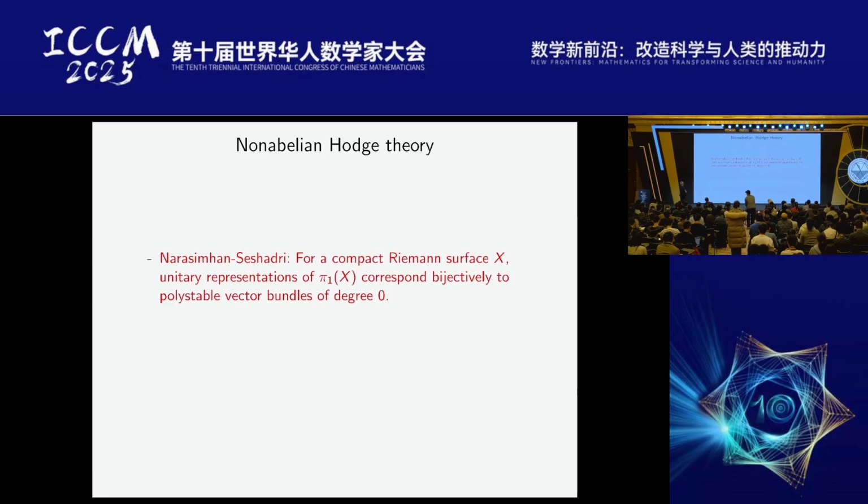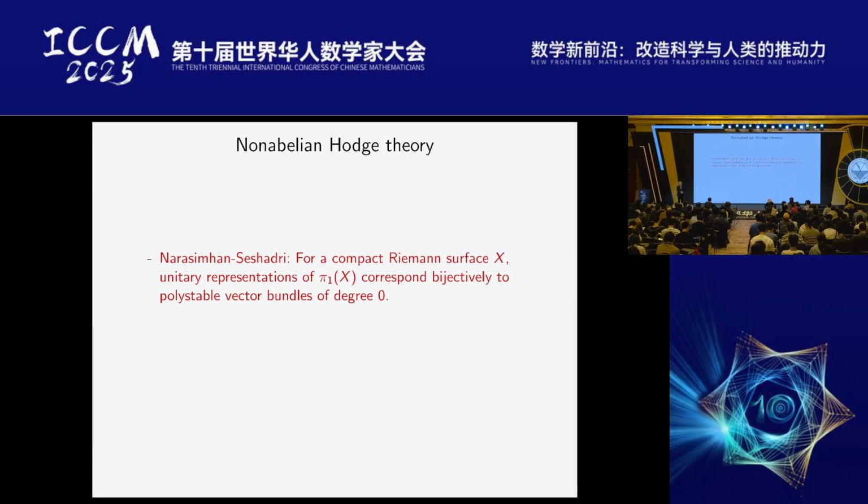But let me start by going 50 years back with this very celebrated theorem by Narasimhan and Seshadri. When you have a compact Riemann surface, there's a bijective correspondence between unitary representations of the fundamental group and polystable vector bundles of degree 0. This is the very beginning of non-abelian Hodge theory.